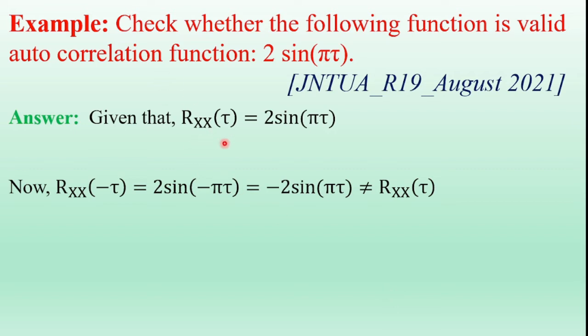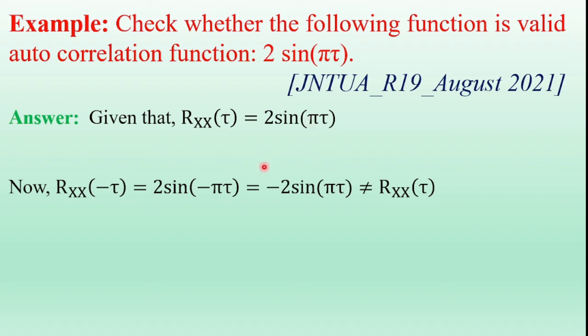In this given autocorrelation function, tau is replaced by minus tau. We get Rxx of minus tau. So substitute tau equal to minus tau. Rxx of minus tau is equal to 2 sine of minus pi tau. We know that sine of minus theta is minus sine theta. So using the standard expression, sine of minus pi tau is minus sine pi tau, which is equal to minus 2 sine of pi tau. And 2 sine pi tau is Rxx of tau.